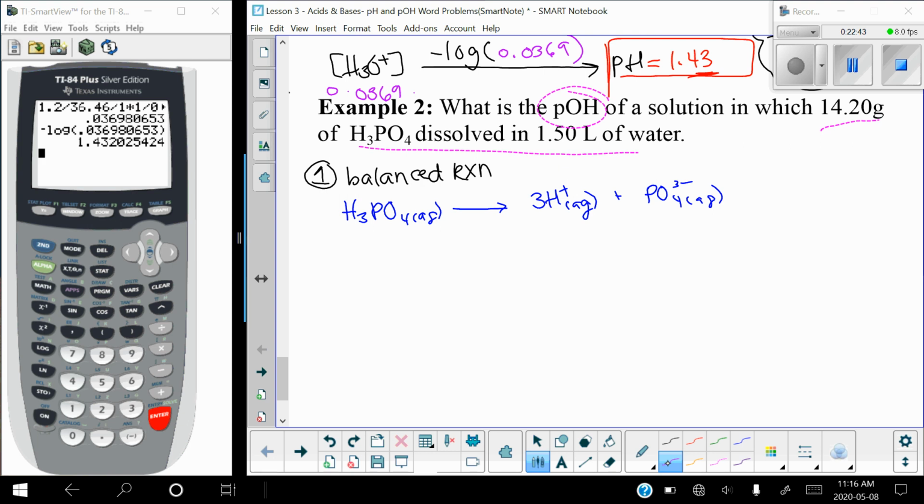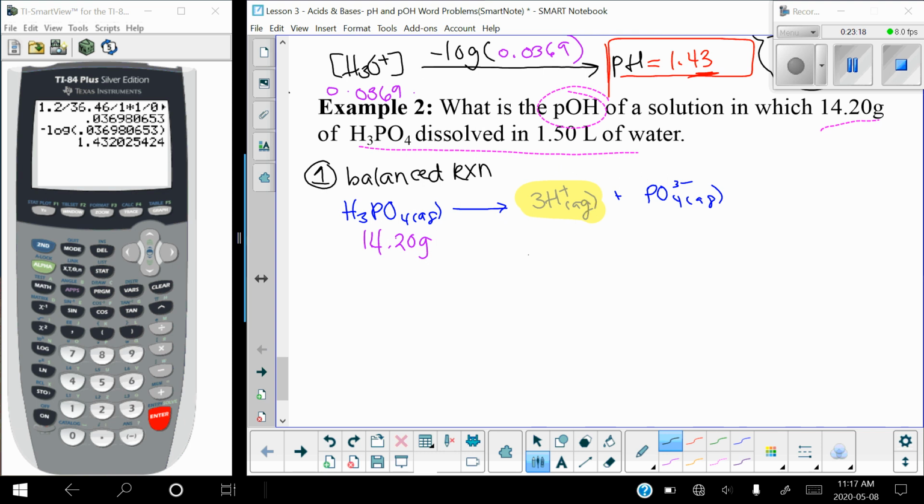because we need to get to the flow chart to find pOH. We cannot find it from this balanced reaction. So, 14.20 grams of phosphoric acid. Now, again, you're going to ask yourself, between the two ions, which one's going to connect me to the flow chart? And it's usually going to be H+ or hydroxide. You're looking for one of those two. So this guy is going to connect me to the flow chart.